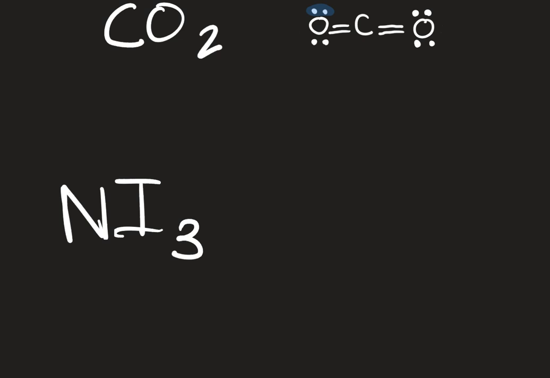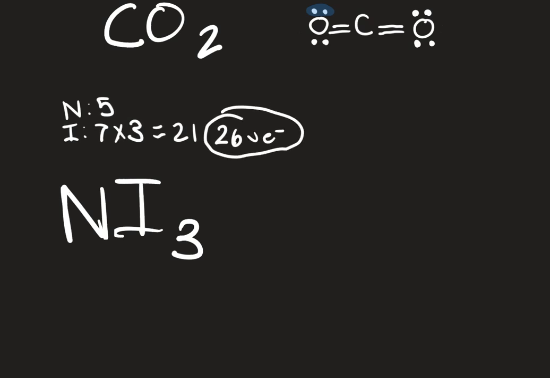First, we count how many valence electrons we're going to have in our structure. Nitrogen has 5 valence electrons. Iodine has 7 times 3, because I have 3 iodine atoms. That equals 21. 21 plus 5 is 26 valence electrons.